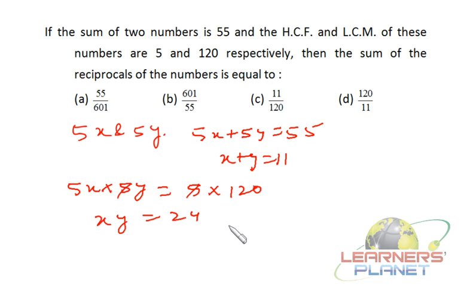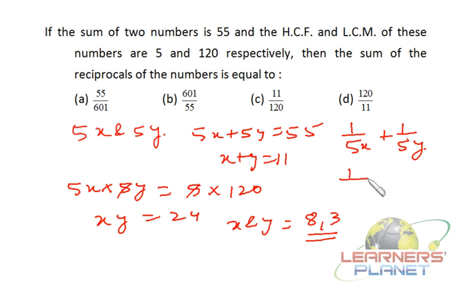Then one of x and y must be 8 and the other must be 3. Now we have to find the sum of the reciprocals, that means 1 upon 5x plus 1 upon 5y.